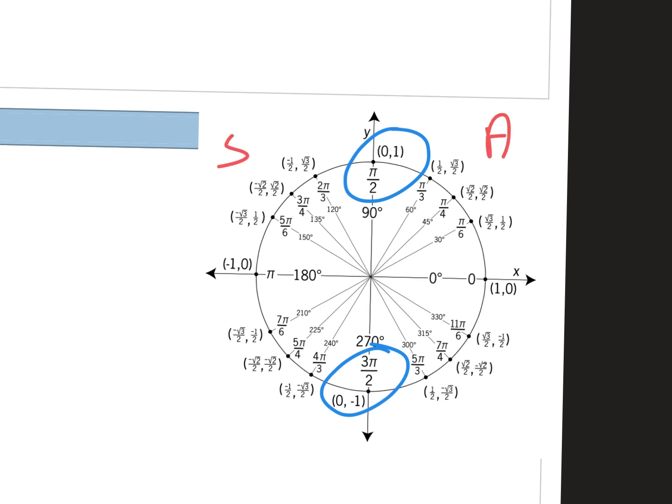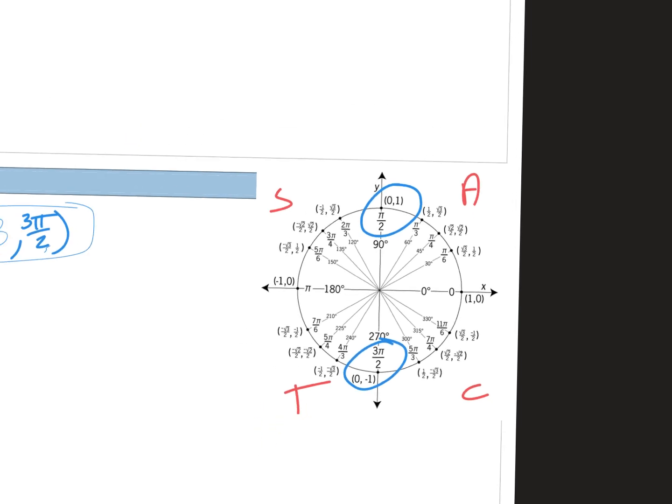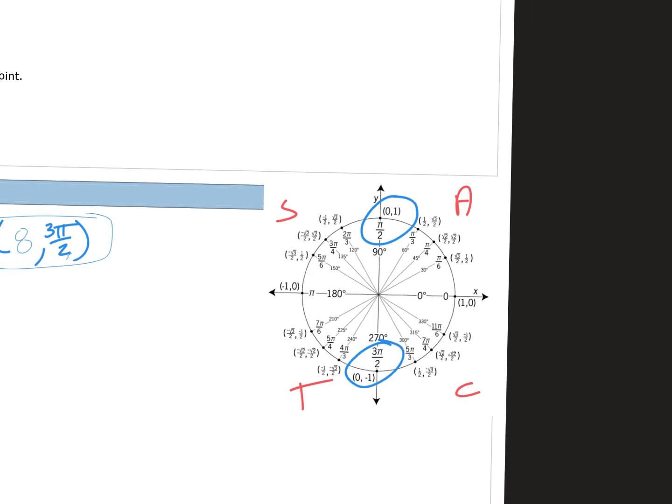All students take calculus. Where is tangent negative? Tangent's positive in 1 and 3. So where's tangent negative? 2 and 4. Okay, so you know you're in one of those two quadrants. I'm either going to be in 2 or 4.